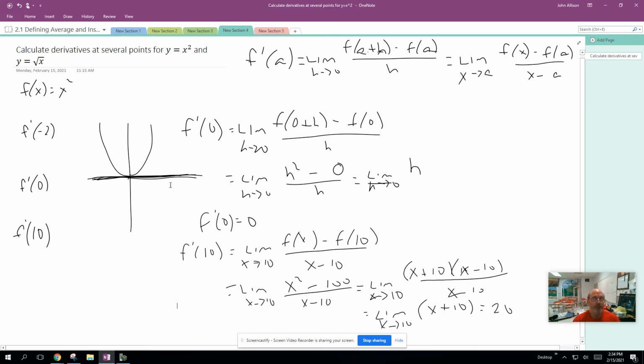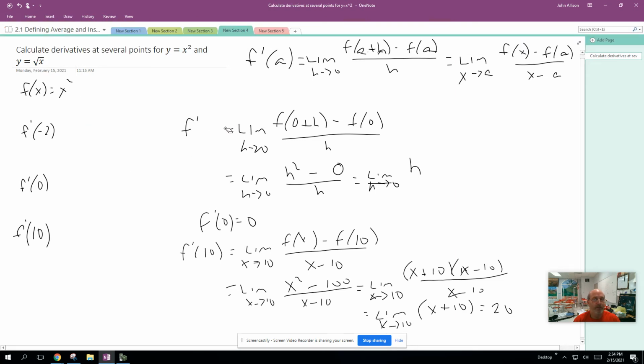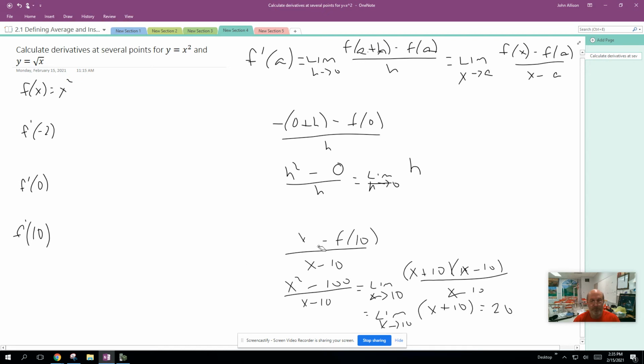Now let's go ahead and do this for y equals square root of x. Same kind of thing. I'm going to erase this now. We can't do f prime of negative 2 because the square root of x is not defined at x equals negative 2. So we're going to have to change those. Just do a couple of examples with this one.